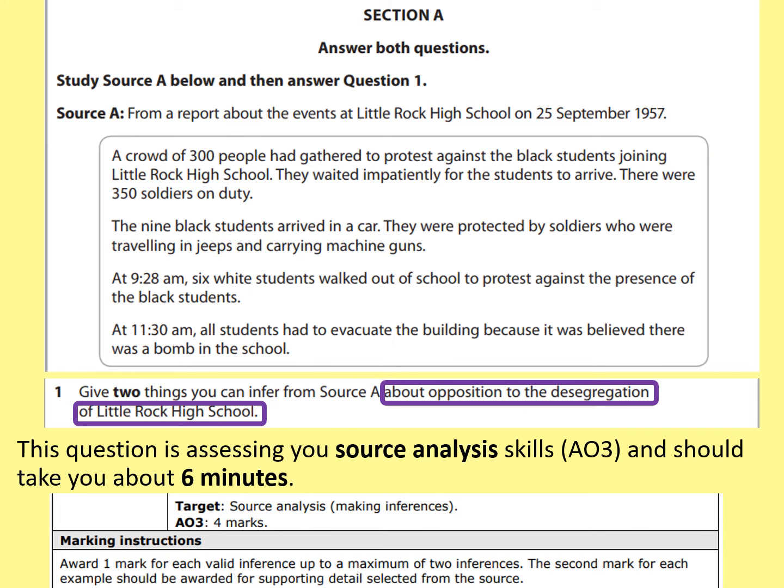You'll get 1 mark for each valid inference up to a maximum of 2 inferences. The second mark for each example should be awarded for supporting detail selected from the source. And as long as your inference is about the raised issue, which I've circled here, then you should get that mark. And as long as you choose a relevant example from the source, perhaps a quote, you'll get the second mark. That means that these should be some of the easiest marks in the paper.